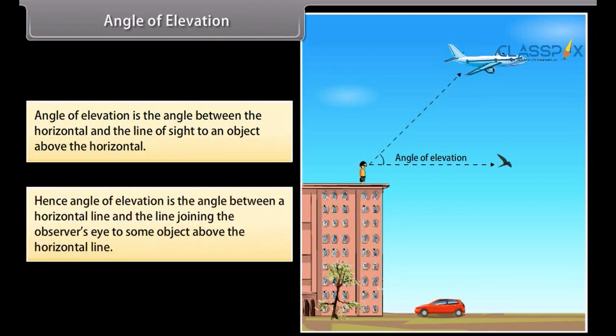Hence, angle of elevation is the angle between a horizontal line and the line joining the observer's eye to some object above the horizontal line.